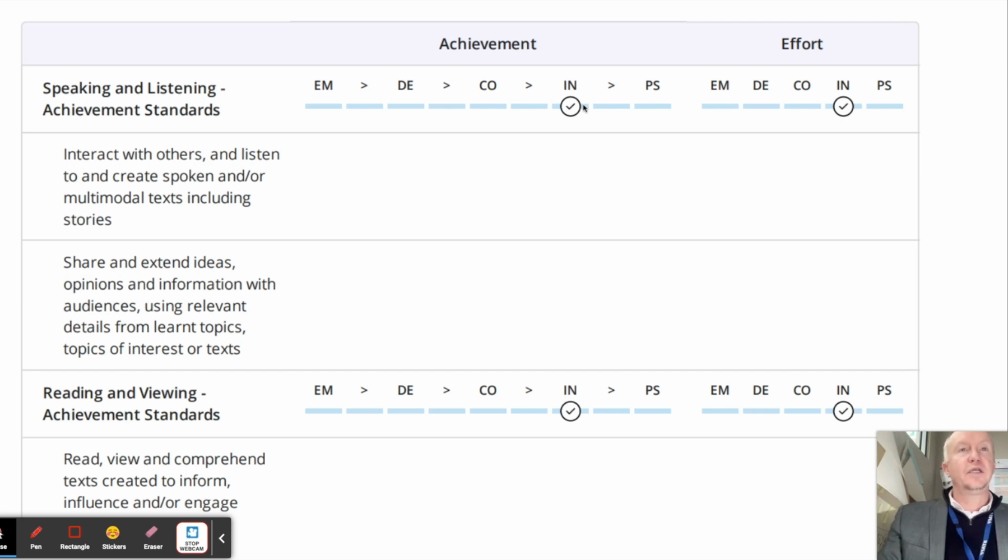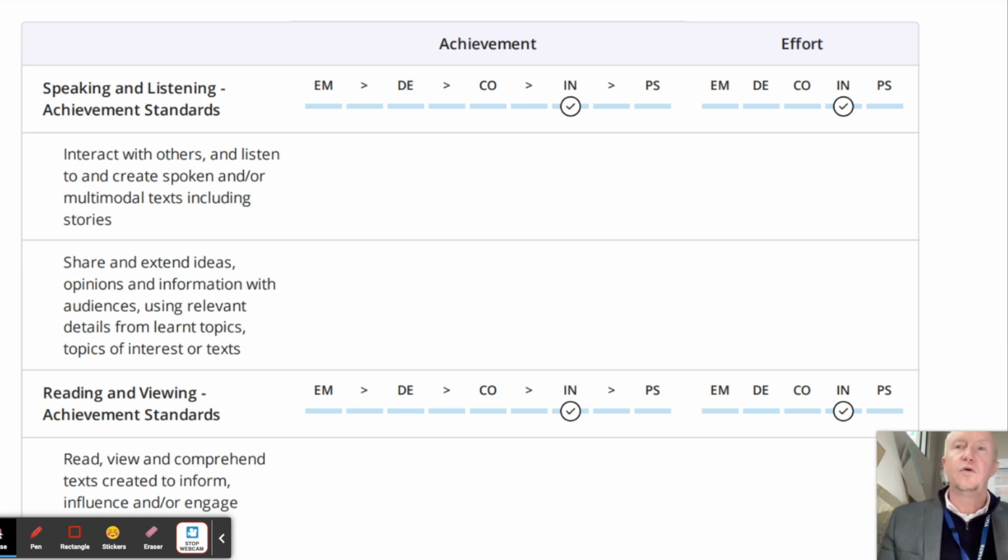We're allocating the grade to the strand. So that means that the student may have done slightly better in this achievement standard than they did in this achievement standard, but the teachers are looking at their assessment data for those achievement standards and putting together a composite grade for that strand as a whole. And that's really just to prevent the reports from becoming far too unwieldy.